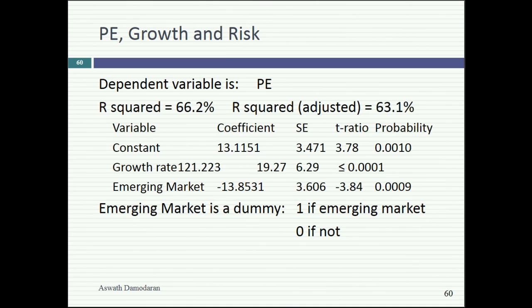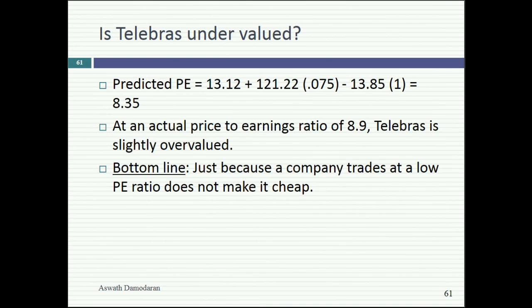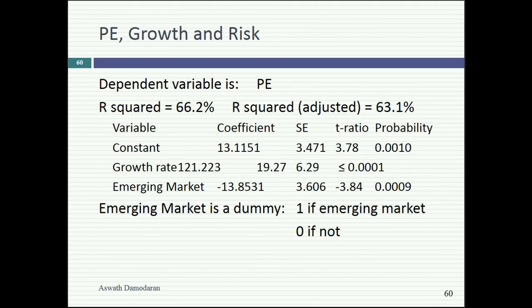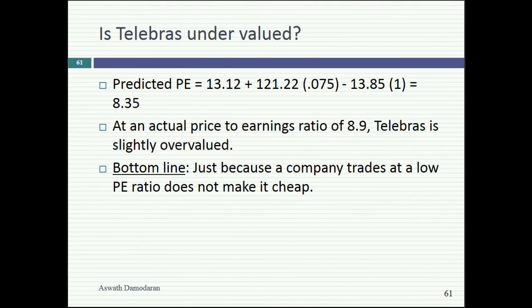Now, what is the stock I recommended? Telebras, right? If I plug in the numbers for Telebras into that regression, the growth rate for Telebras and the fact it's an emerging market company, the predicted P/E that I get for Telebras is 8.35. At 8.9 times earnings, Telebras actually looks overvalued, not undervalued, after you control for differences in growth and risk. That multiple regression chapter that you slept through in your statistics class, you might want to go back and review, because it's an incredibly powerful technique for controlling differences.